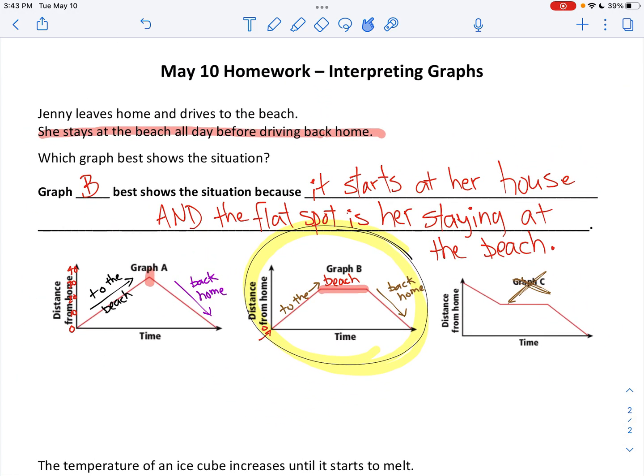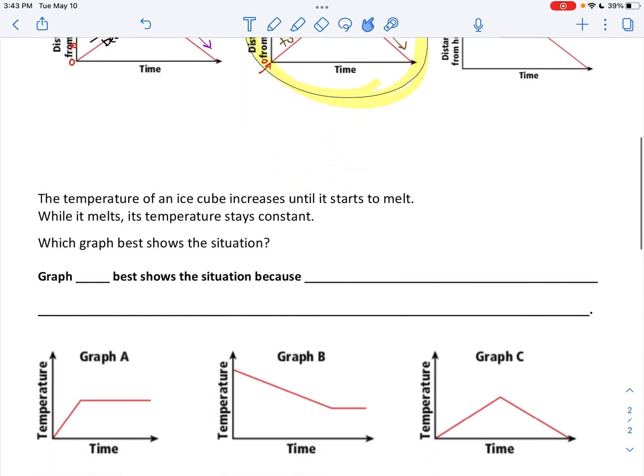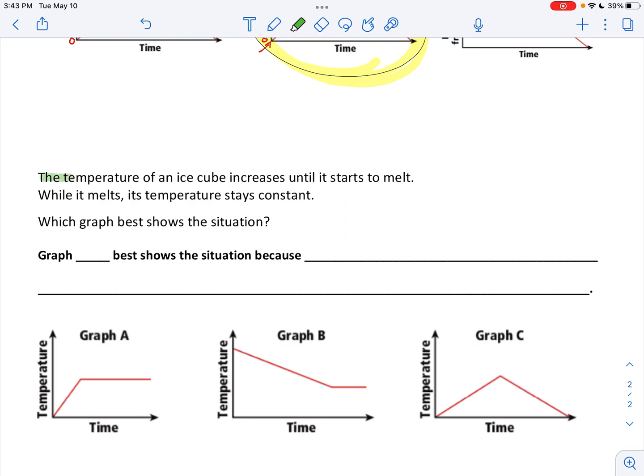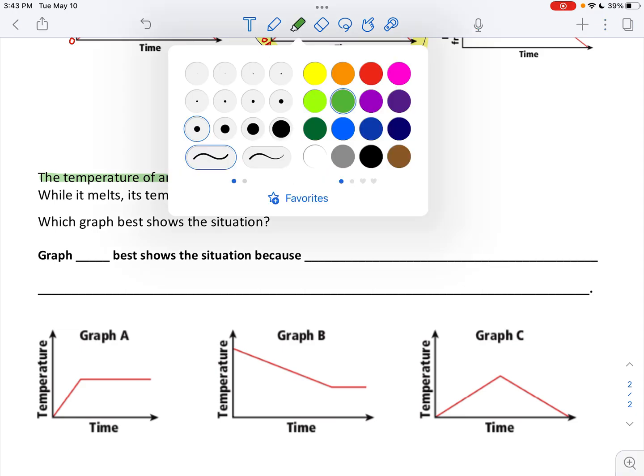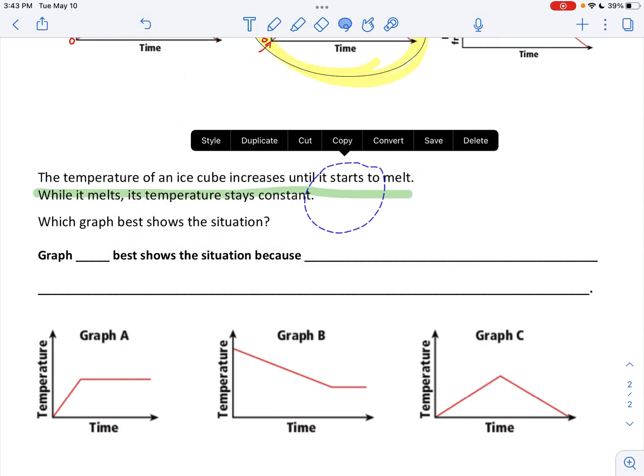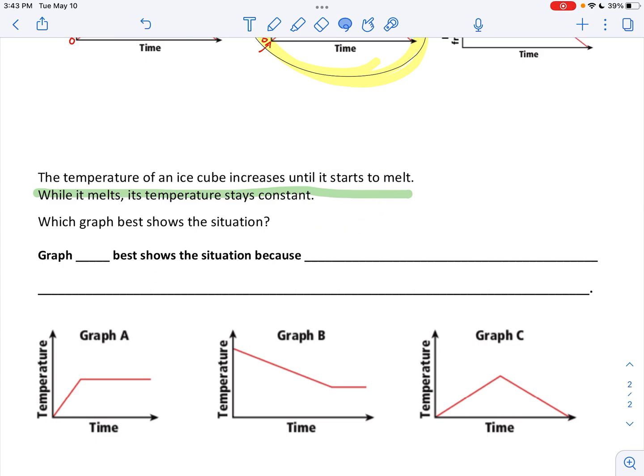All right. Then let's look at the second one. We're not going to do all of it, but I want to make sure that I read it for you. The first sentence says, the temperature of an ice cube increases until it starts to melt. It warms up until it starts to melt. And then the next sentence says, while it melts, its temperature stays constant. So one of those graphs shows both things. It shows that the temperature increases and then its temperature stays constant.